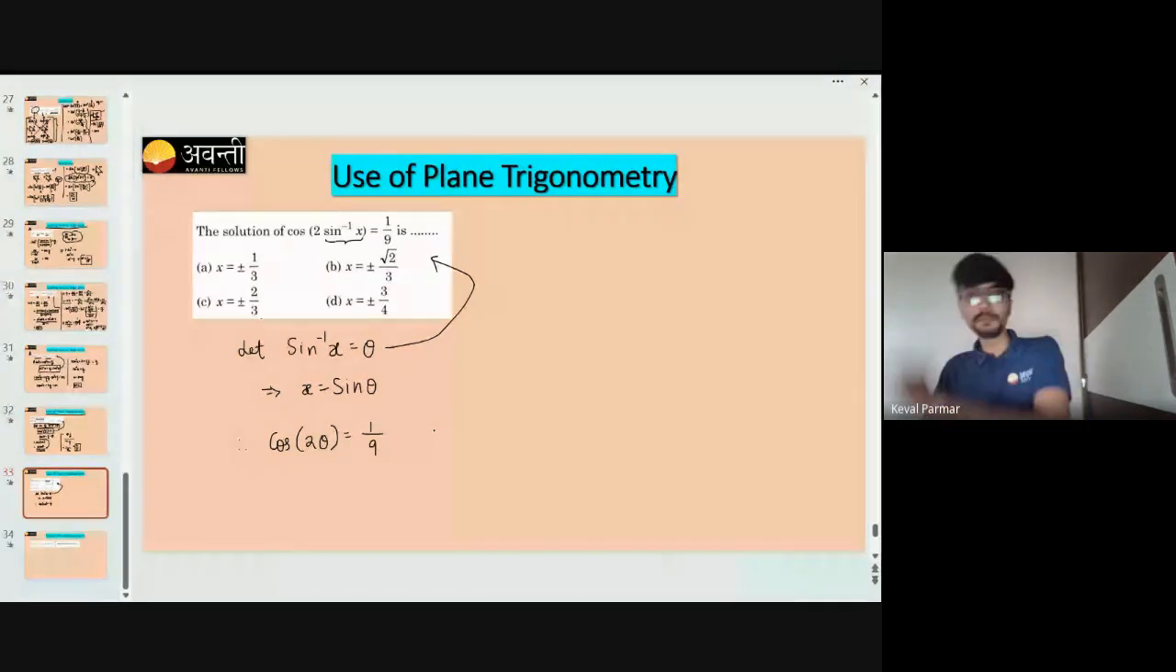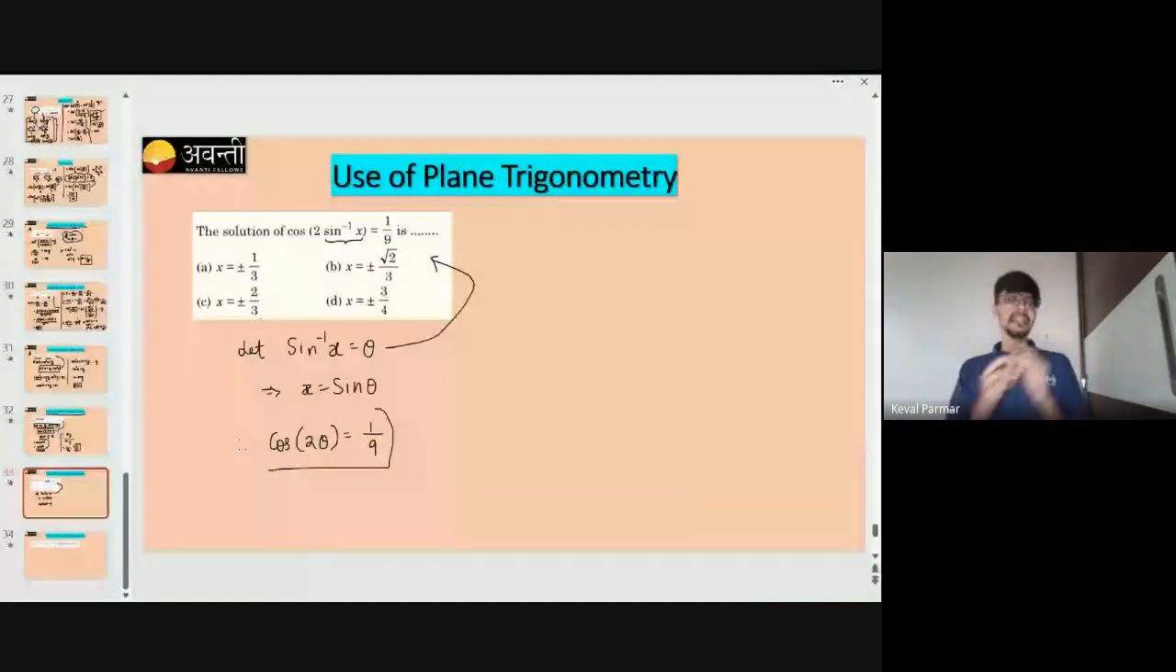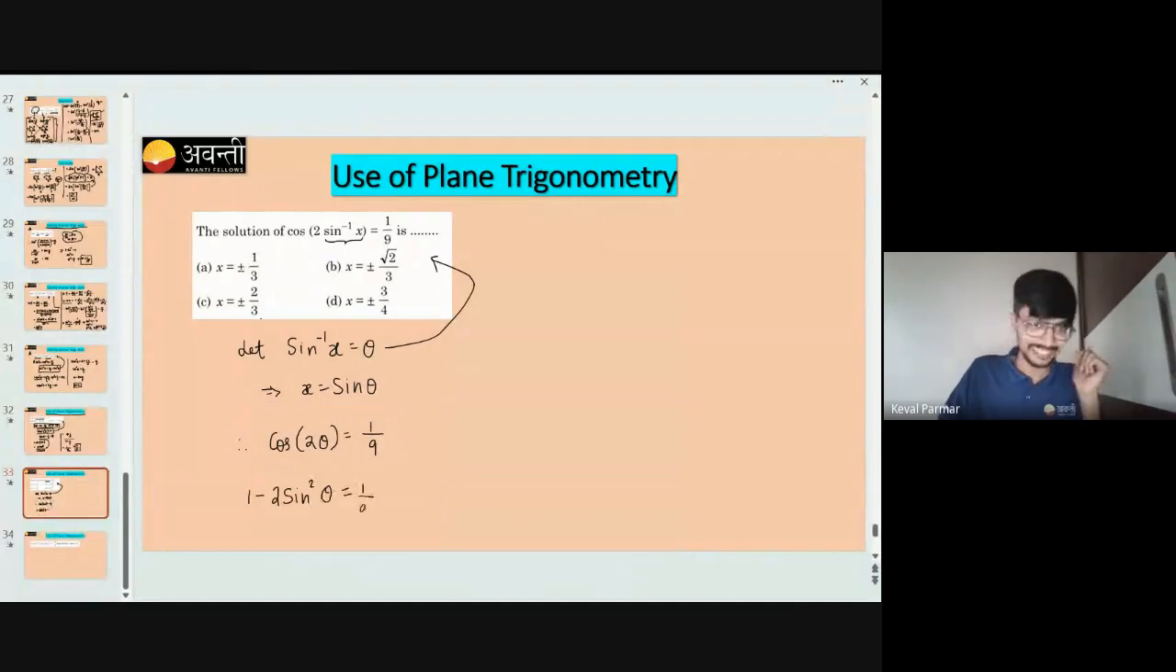now my question is converted into plane trigonometry. We need to know the formula for plane trigonometry. So cos 2 theta equals 1 by 9. I hope you remember what cos 2 theta equals. So cos 2 theta is 1 minus 2 sine square theta, which is equal to 1 by 9. And we know that sine theta is x. So let's substitute.